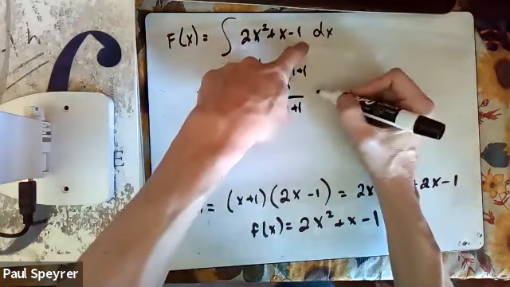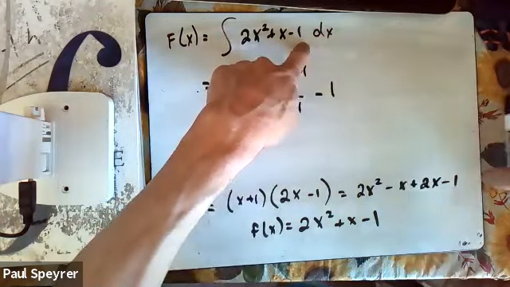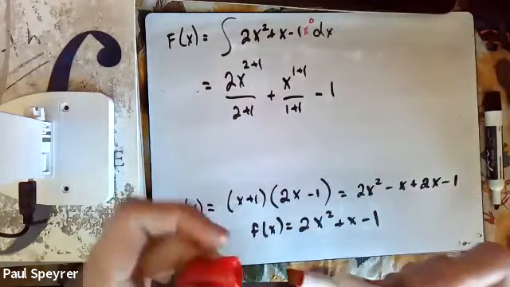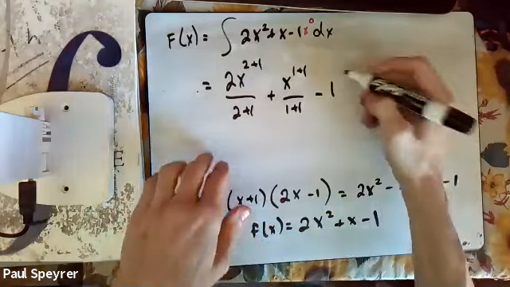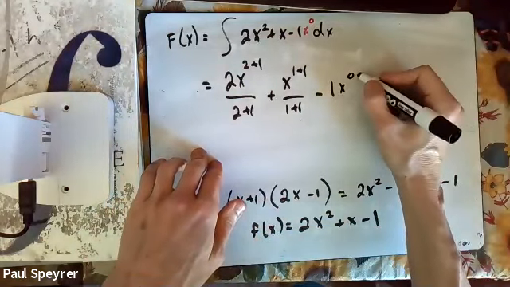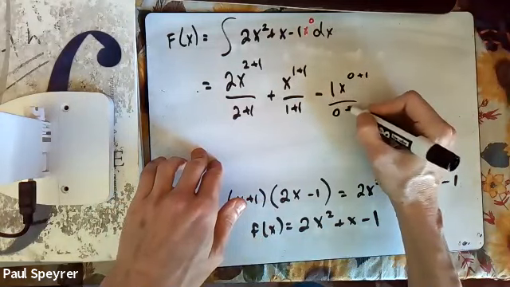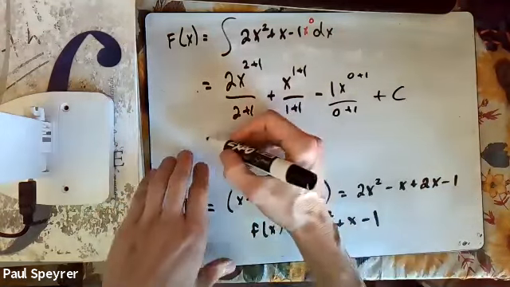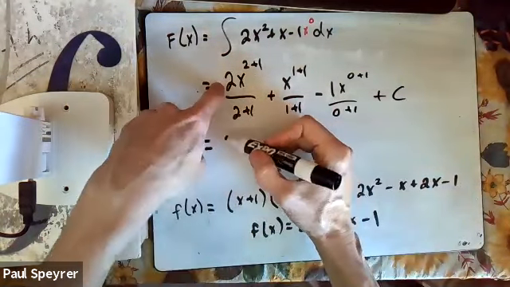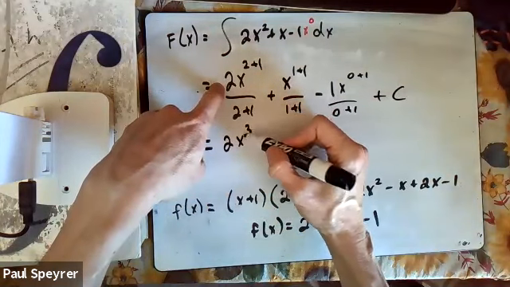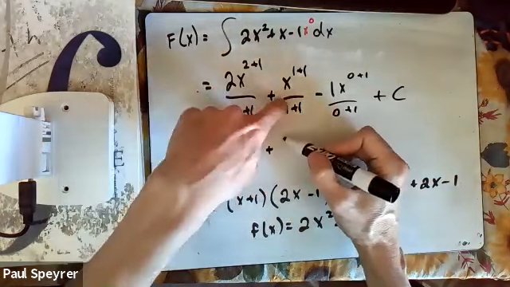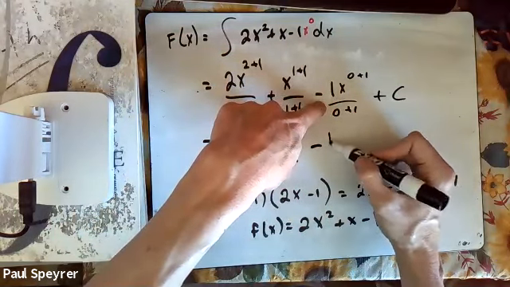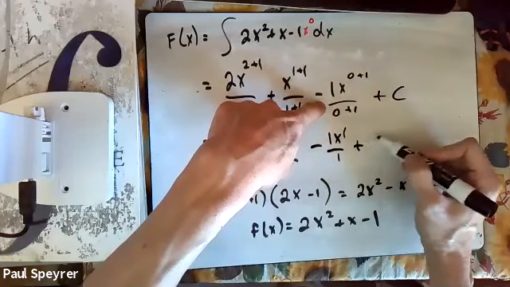And again, with this constant, you could say minus 1. If you need to, you can put x to the 0 right there. So this is x to the 0 plus 1 over 0 plus 1. And don't forget your plus c, right? Because we're looking for the general antiderivative. And then let's simplify that. That becomes 2x cubed over 3 plus x squared over 2. And then this just becomes minus 1x to the first over 1 plus c.